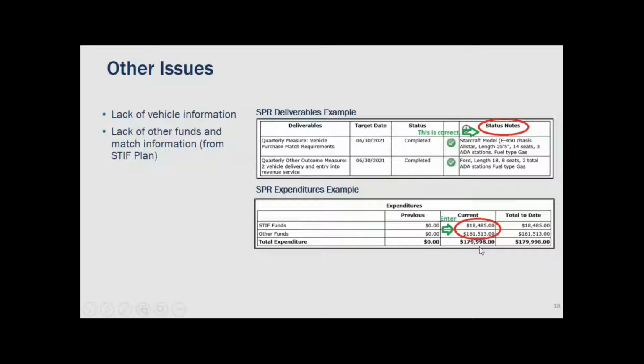And also the lack of other funds and match information. If the STIF plan had other funds listed, we noted when a provider didn't include that information. So this is where, in the circle over here, we inform the provider, hey, you had this information in your STIF plan, please enter it now. But as he went over in the demonstration and the upgrades to OPTIS, you'll have that help text to let you know what information was included in the STIF plan. So that should help alleviate this issue.